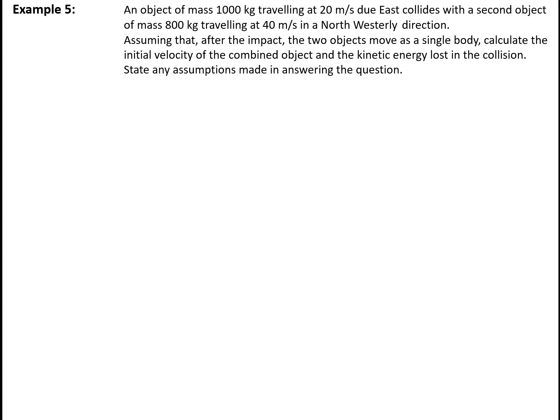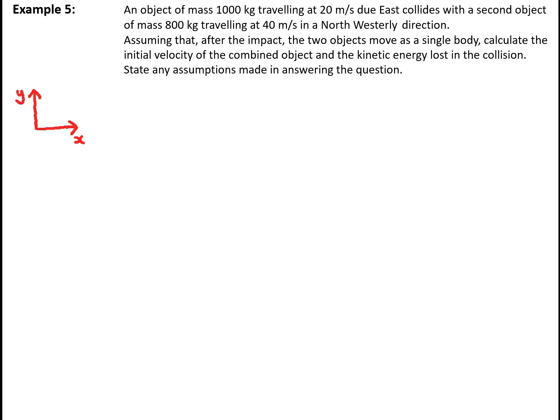So if we have an object of mass 1,000 kilograms travelling at 20 meters per second due east, and it collides with a second object of mass 800 kilograms travelling at 40 meters per second in a northwesterly direction, and if these two objects move as a single body after the collision, we're going to try and calculate the final velocity of the combined object and also the kinetic energy lost in the collision. And we're going to have to state any assumptions made in the course of answering the question.